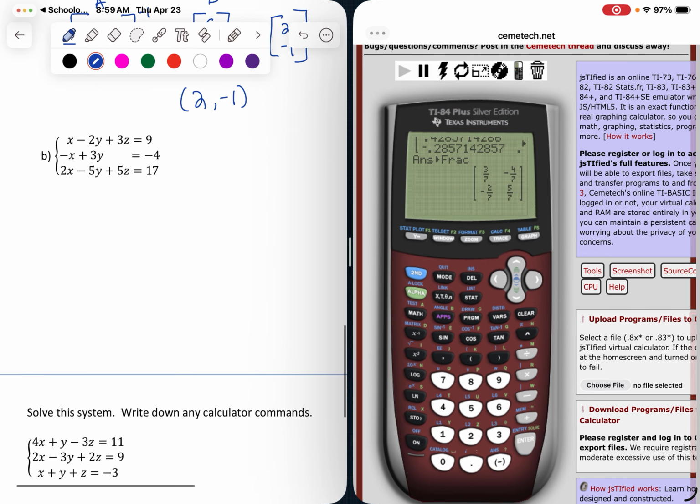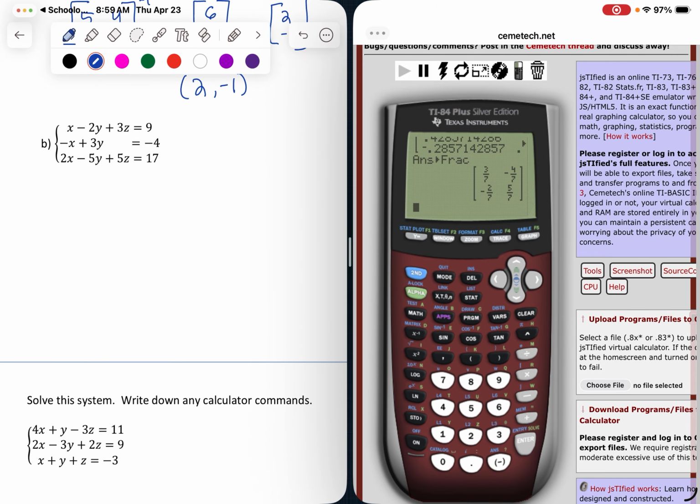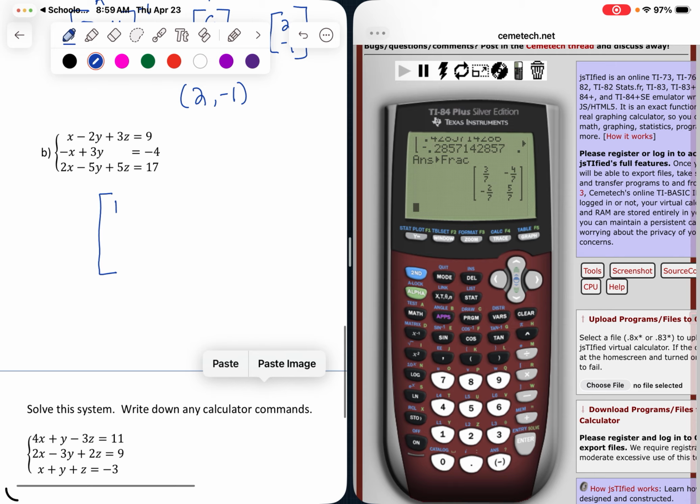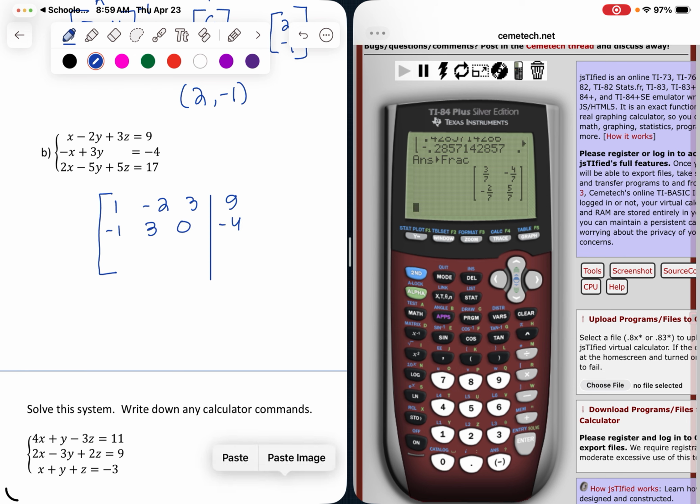All right, now let me show you how to use reduced row echelon form. So you're going to need your 1 matrix once again. 1, -2, 3, 9. -1, 3, 0, -4. 2, -5, 5, 17. Okay, so this is going into matrix A, the whole thing. This is a 3 by 4, right?